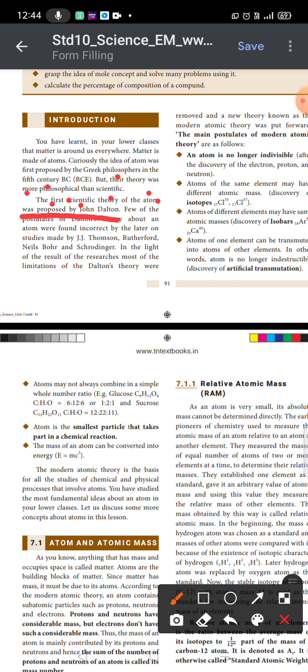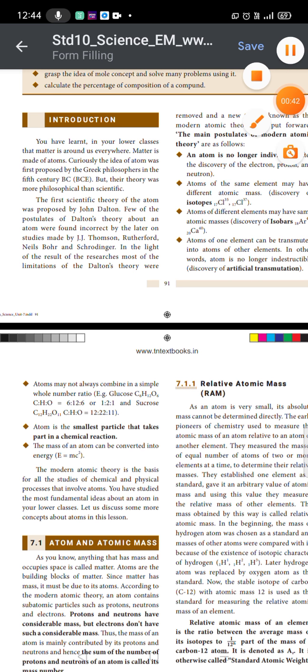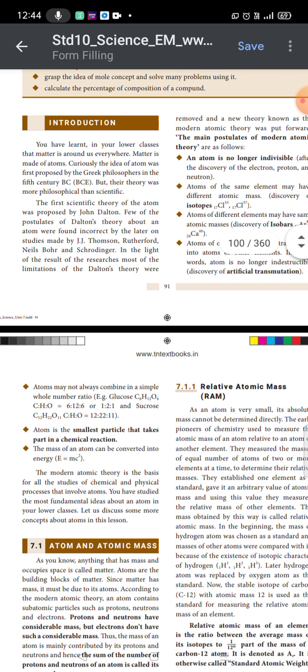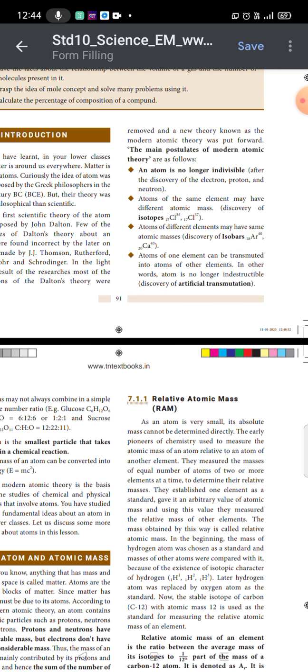A few of the postulates of Dalton's theory about an atom were found incorrect by the later studies made by J.J. Thomson, Rutherford, Niels Bohr, and Schrödinger. So, in the light of the results of the researchers, most of the limitations of Dalton's theory were removed and a new theory known as the modern atomic theory was put forward.